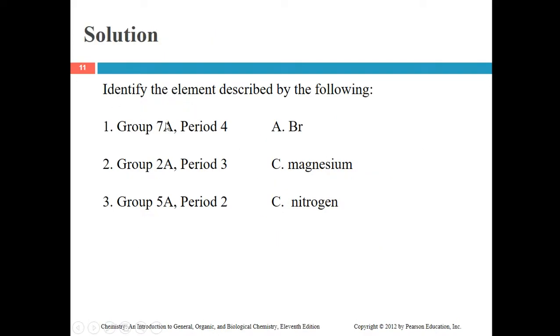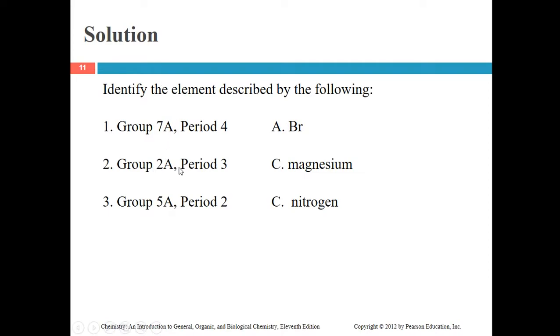Okay, so we look at group 7A, period 4. So when we go over here, group, that is the vertical ones, to the seventh one. Okay, I've done that, and that's where fluorine is starting, but it's period 4. I go 1, 2, 3, 4, and that ends up going down to bromine.